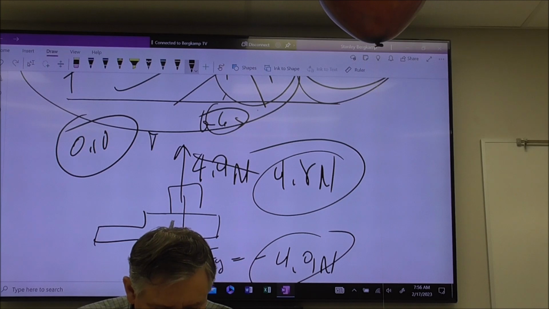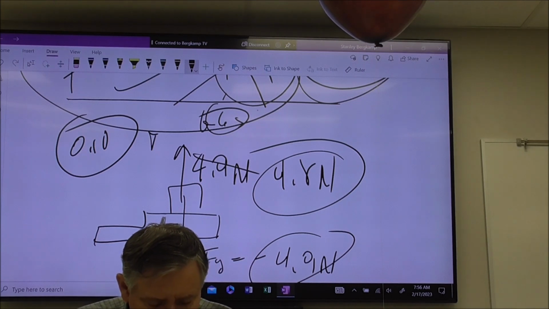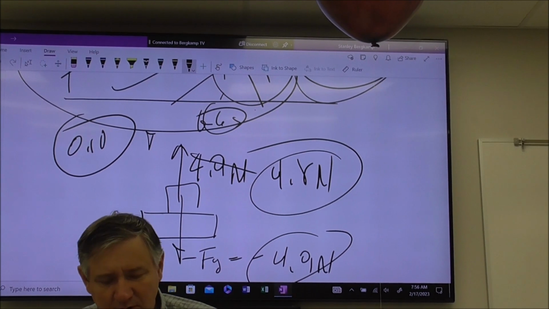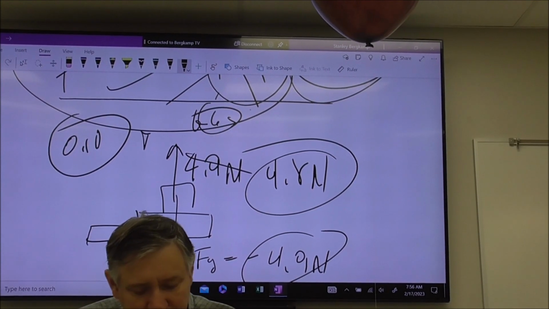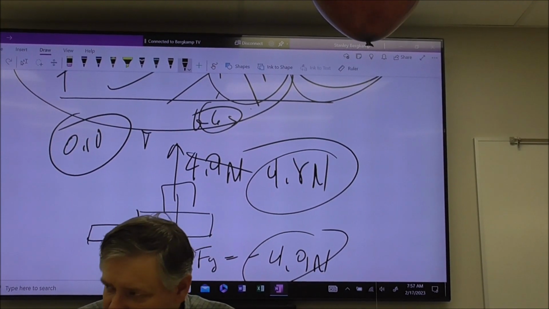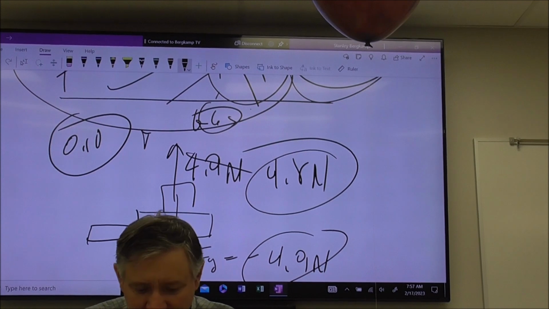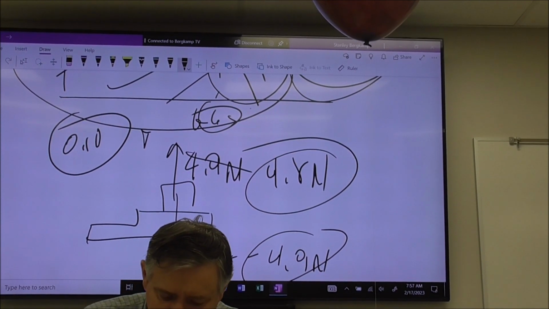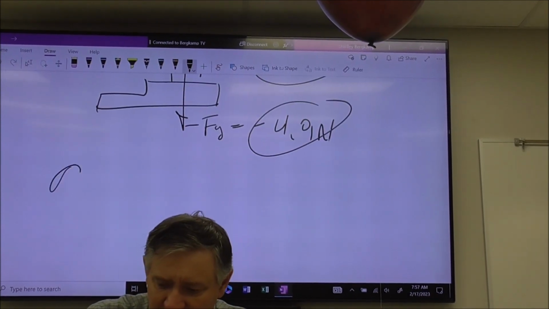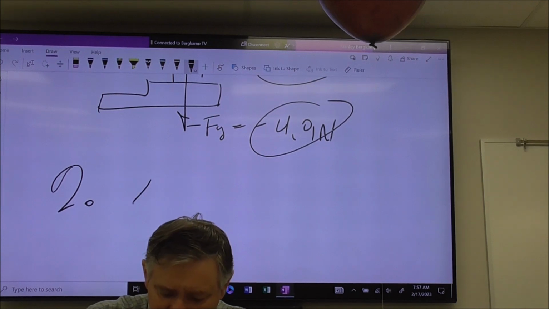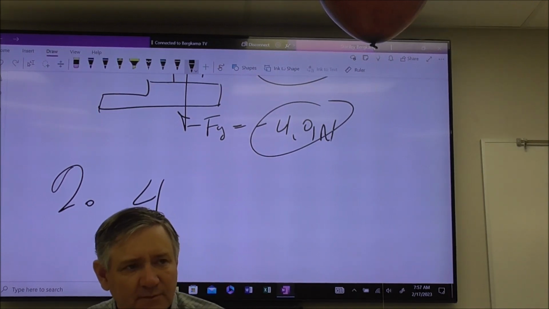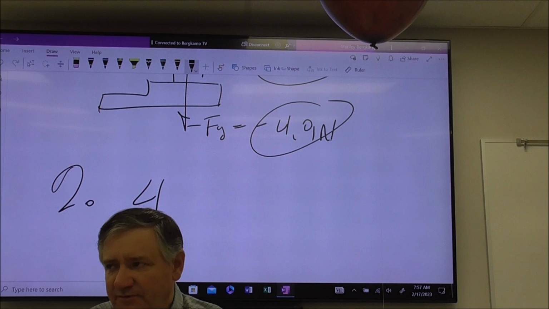All of your answers on number 2 should be somewhere between 4 and 10. Make sure you have the correct number of significant digits, okay? Let's say, for example, hypothetically, your answer to 2A is 4, okay? How many significant digits are in the number 4?